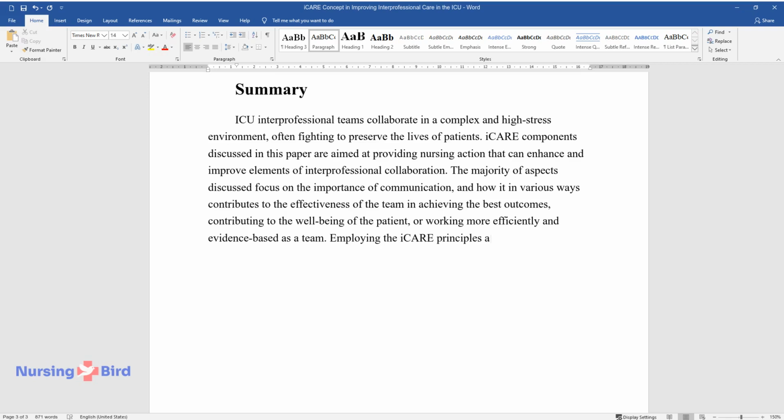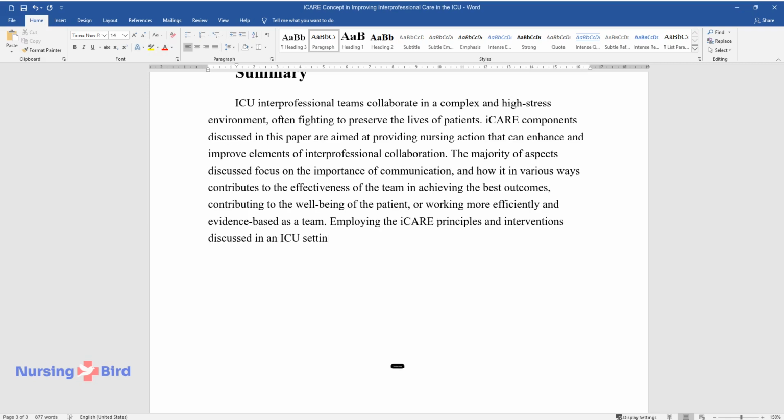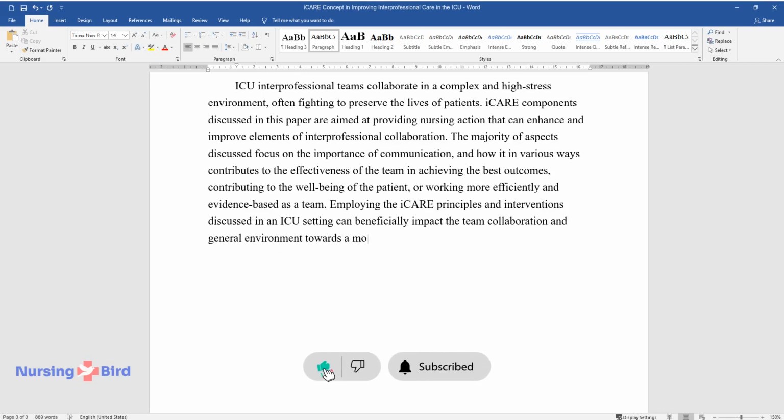Employing the iCARE principles and interventions discussed in an ICU setting can beneficially impact the team collaboration and general environment towards a more positive, resilient, and communication-focused unit.